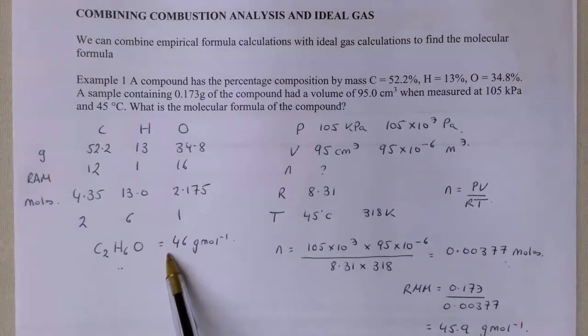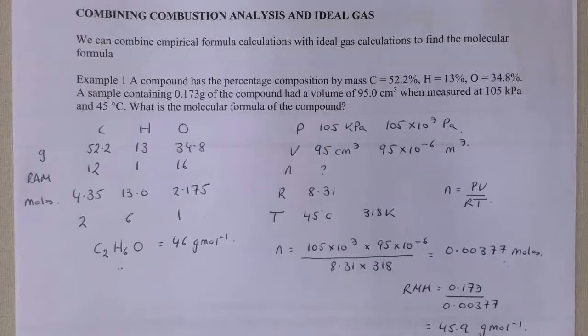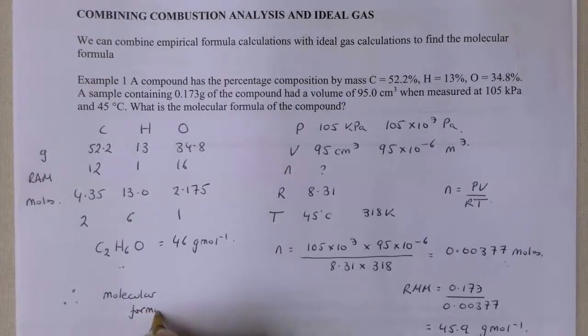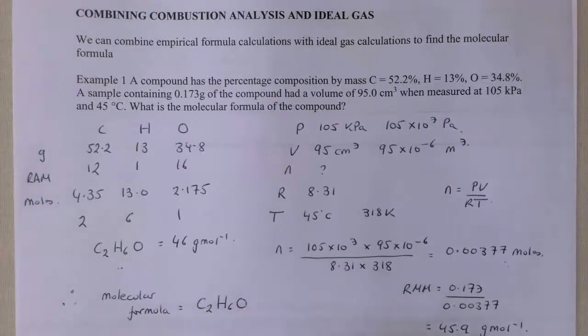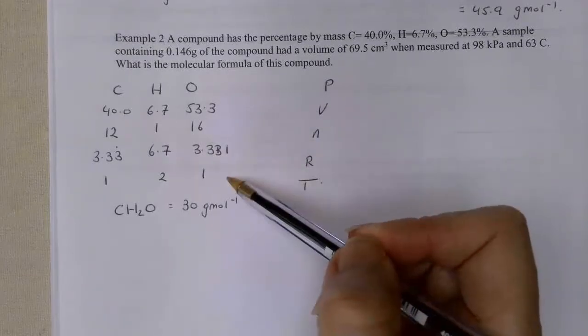So my empirical formula mass is 46 grams per mole, and this is very close to the 45.9 grams per mole, which I've worked out using PV equals nRT. So therefore, my molecular formula is the same as my empirical formula, because it is C2H6O.